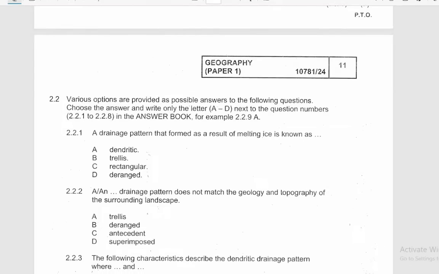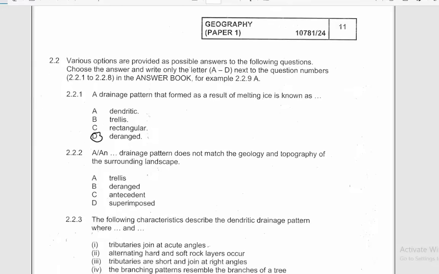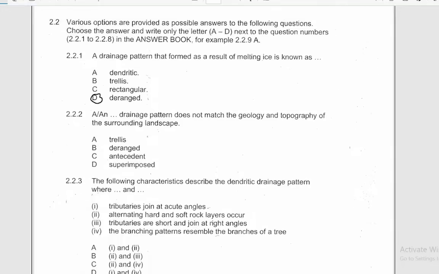A drainage pattern that is formed as a result of melting ice is known as, when ice melts, it creates a drainage pattern which does not have a definite shape. So the correct response is deranged. Then number 222, a drainage pattern that does not match the geology and topography of the surrounding landscape. Which one doesn't match? Right, the correct response is superimposed. Right, we're going to explain the difference between the superimposed and the antecedent.